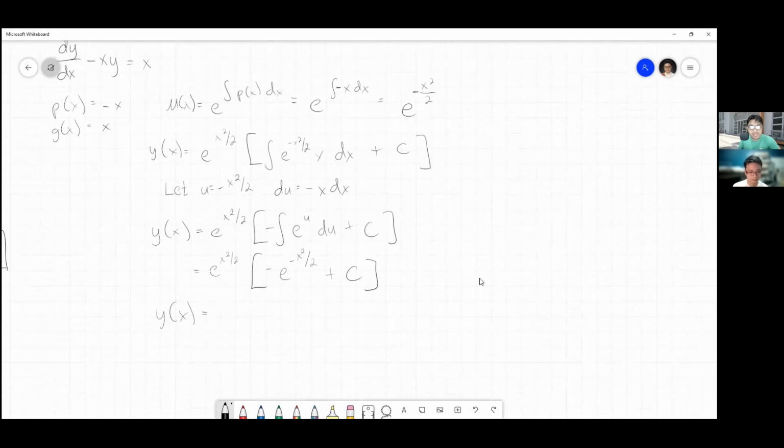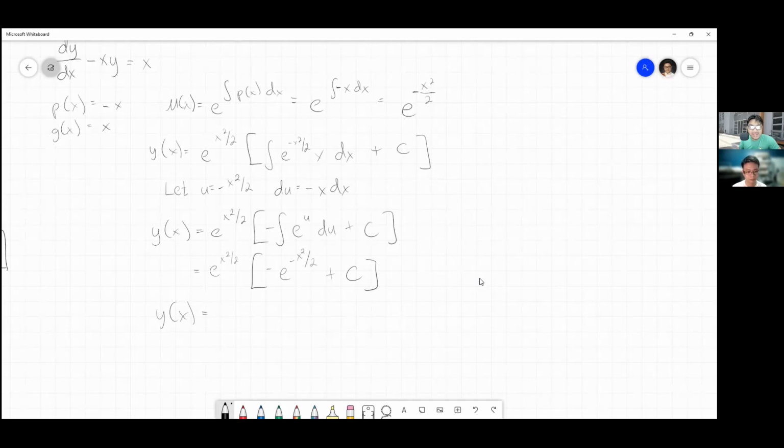So, that becomes this one times this is 1. Since we are multiplying terms with exponents, we add the exponents. So, x squared over 2 minus x squared over 2 is 0. e to the 0 is 1.